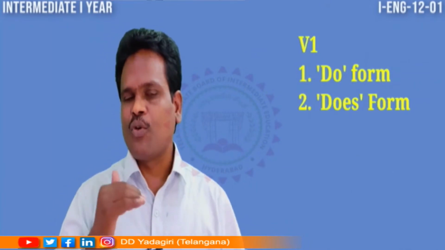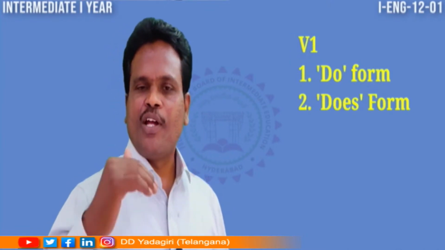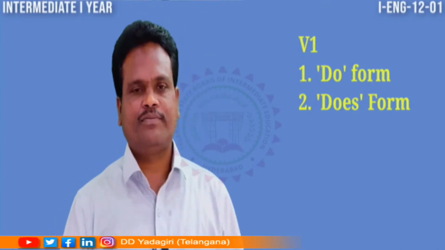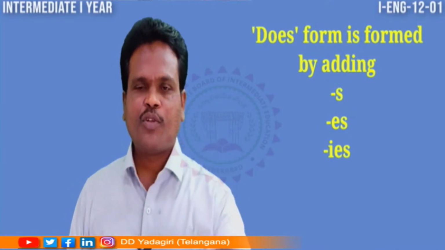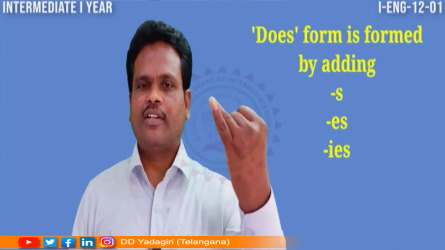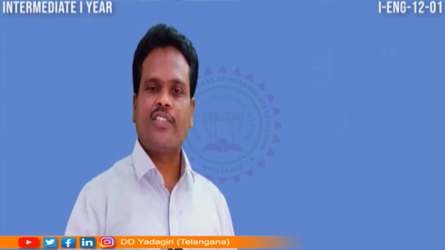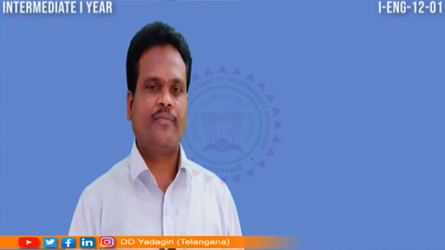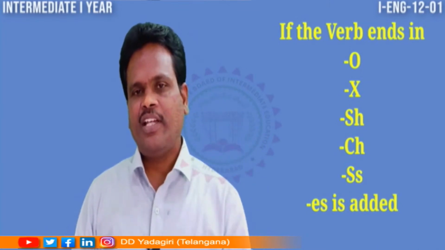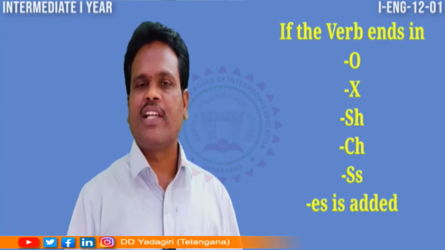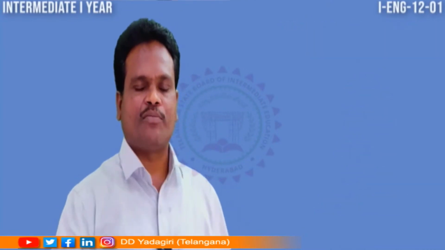Do form is the original form as per the meaning. Does form is another form, a duplicate form of the do form. It is possible to make it by adding three particles: s particle, es particle, ies particle. These are used following certain rules. If the verb ends in o, x, sh, ch, ss, we can use es to form the does form of the verb. Let us discuss the examples.